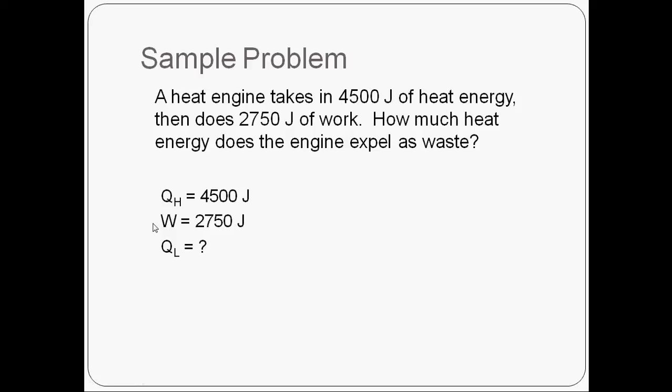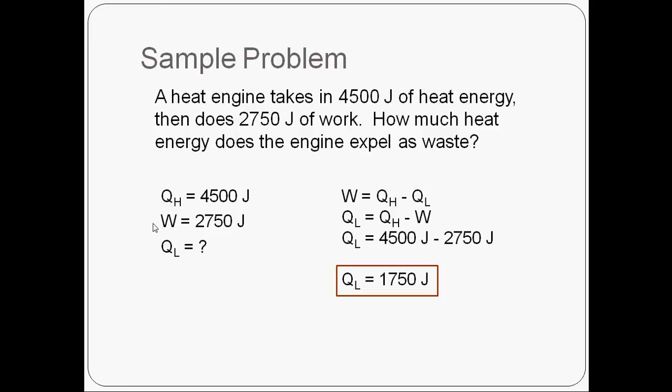Now work is equal to the heat input minus the heat output. If we want to rearrange that to solve for just the heat output, we will do that as such. And then we can just plug everything in. So we've got 4,500 minus 2,750. That leaves 1,750 joules of heat energy that didn't get used and now has to be expelled as exhaust.